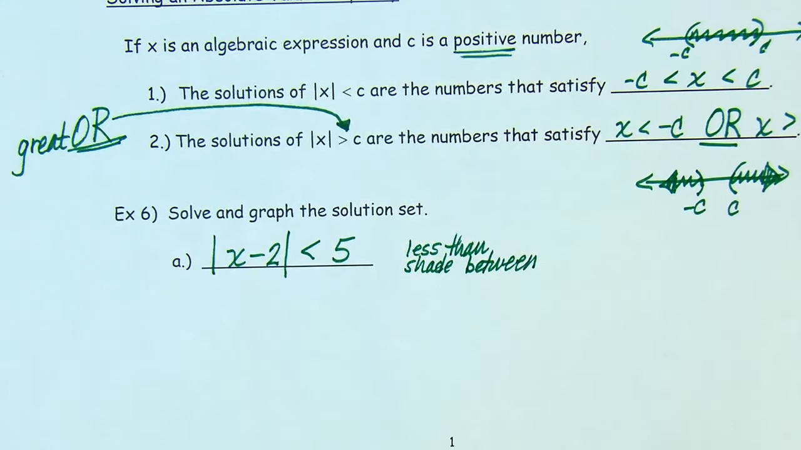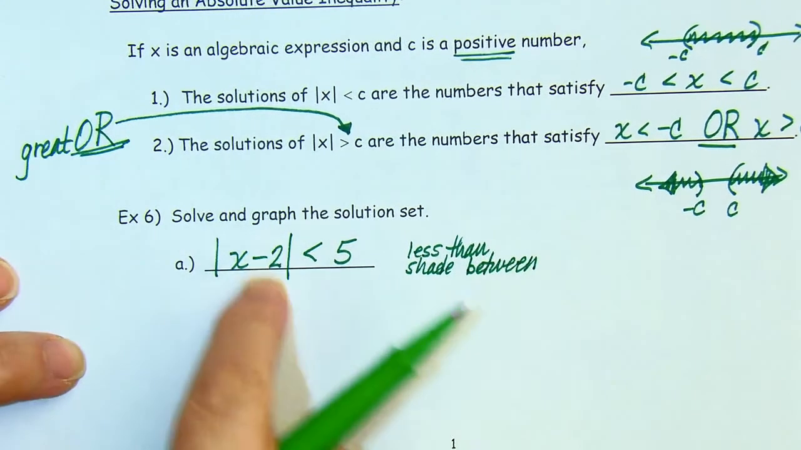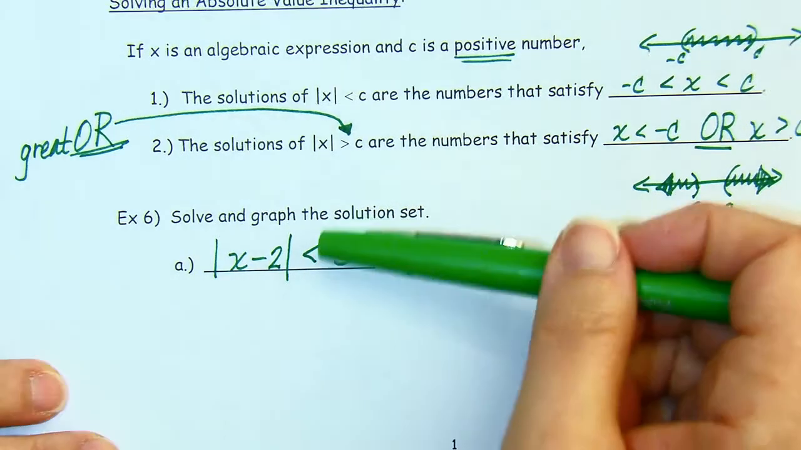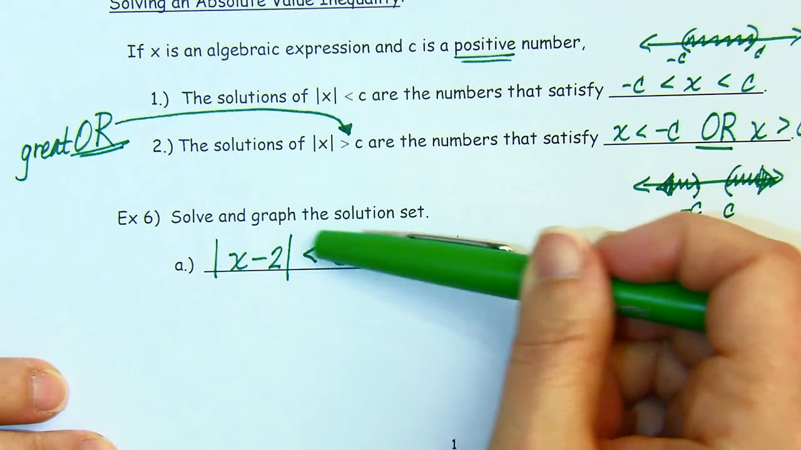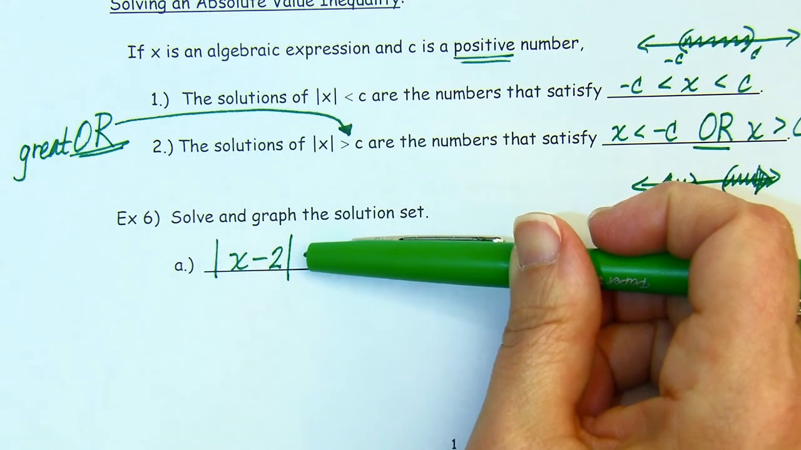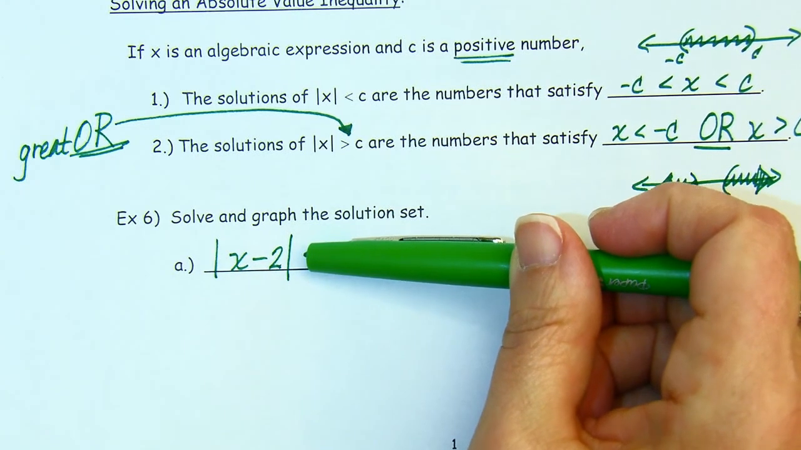Now be careful, because sometimes you have to divide by a negative and it flips the sign, and then that would be a greater than, which would be an or. But this one right now, the absolute value expression is already isolated, right? So if I cover up the inequality symbol and this 5, there's nothing in front of it, there's nothing behind it. So it's already isolated, and that rule still applies, just like we did with the equations.